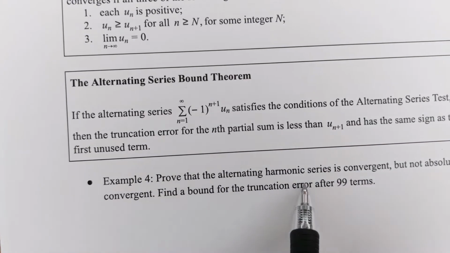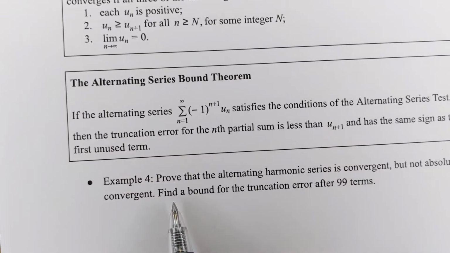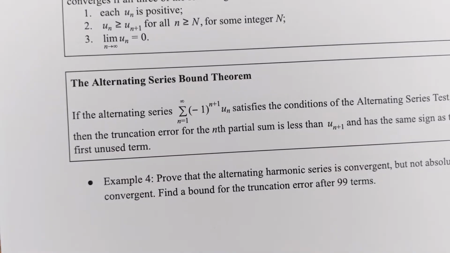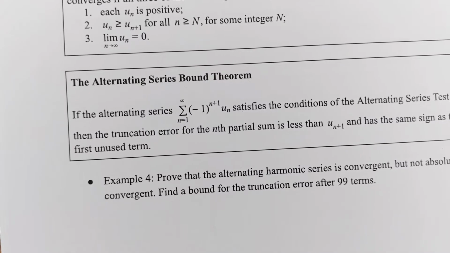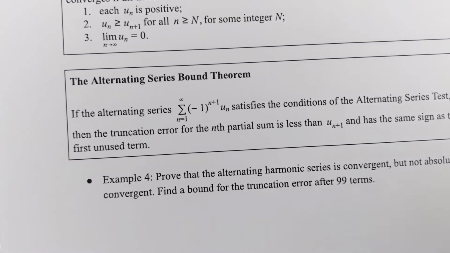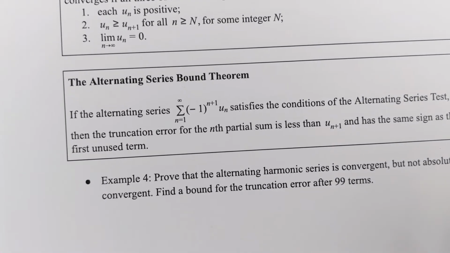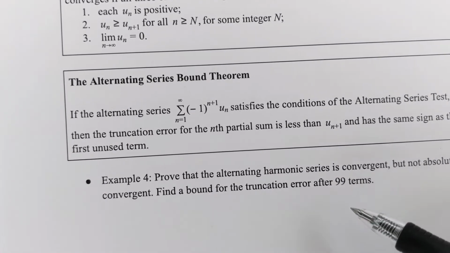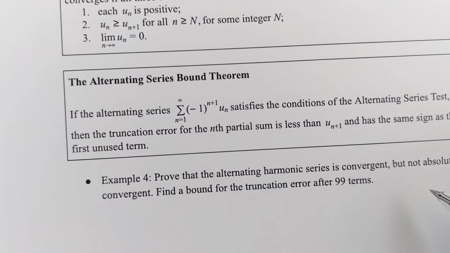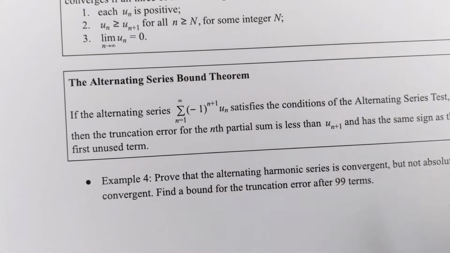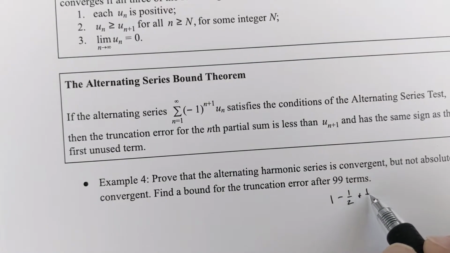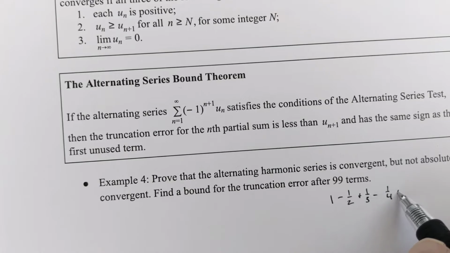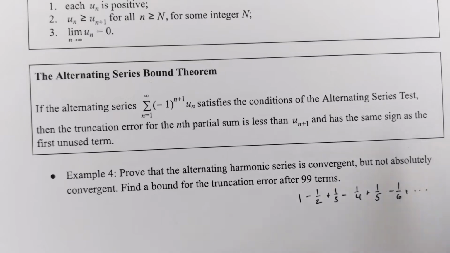So, prove the alternating harmonic series convergent, but not absolutely convergent, finding a bound for the truncation error after 99 terms. Oh dear. Okay. So they're alternating because it tells us it's an alternating series. Each term is less than the one before because it goes 1, then 1/2, then 1/3, so on and so forth. So the terms would look like this.